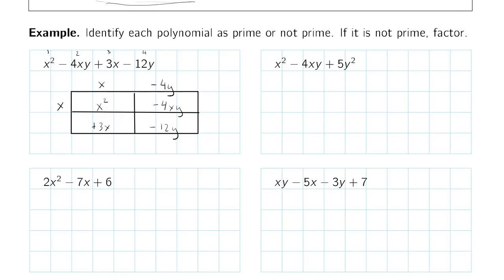In my second row, I'll need a positive 3. X times 3 is 3x. And then 3 times negative 4y is negative 12y. So grouping was successful. I can factor this as x plus 3 times x minus 4y. And so this is not prime.